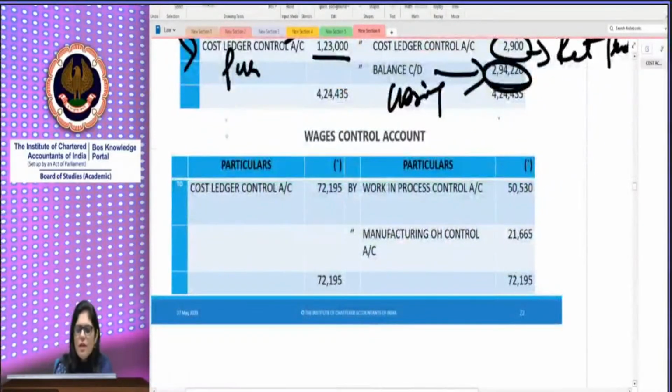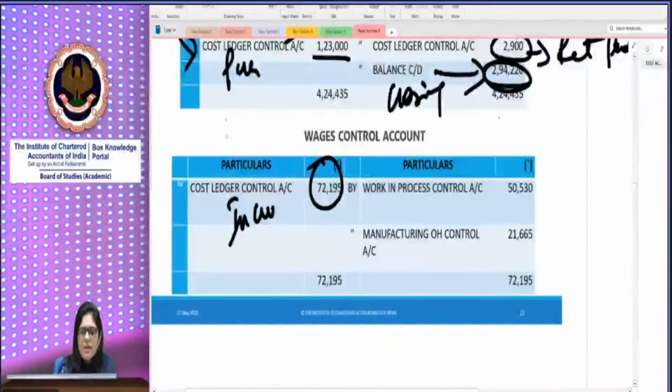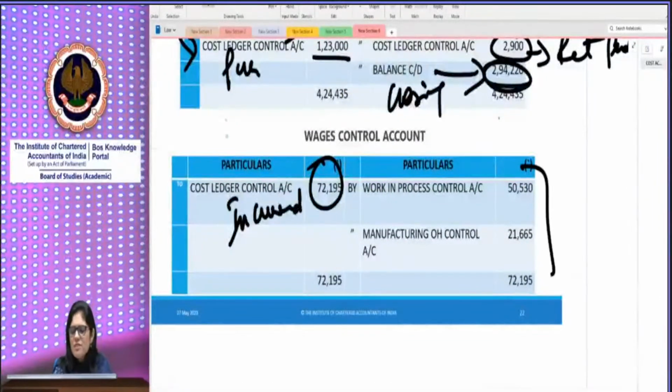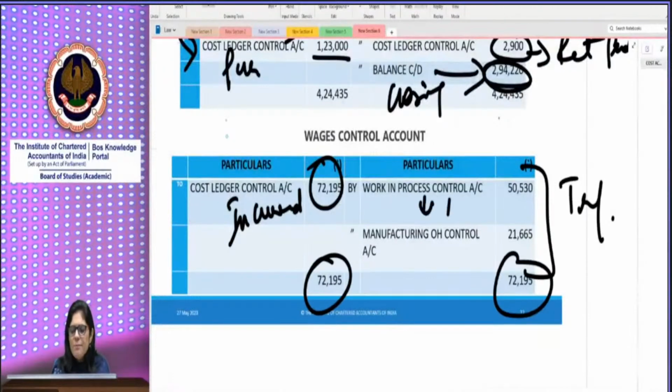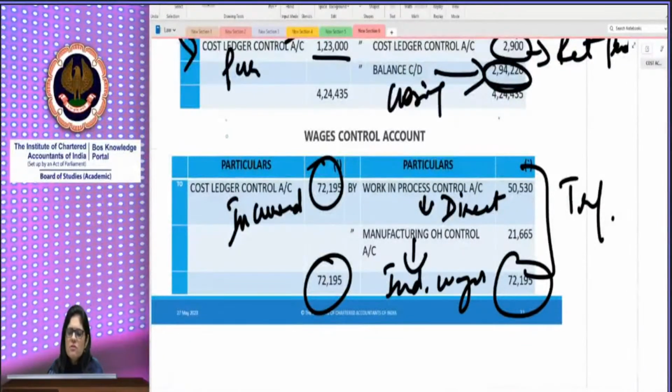Wages control: we incurred the wages first, we transferred the wages, and the account is closed. Clear? So direct wages have gone to WIP, and indirect wages have gone to manufacturing overhead. So the wages control account generally is squared up. There is no balance. We incur it first and then we transfer it. Direct we transfer to WIP, indirect we transfer to manufacturing overhead.